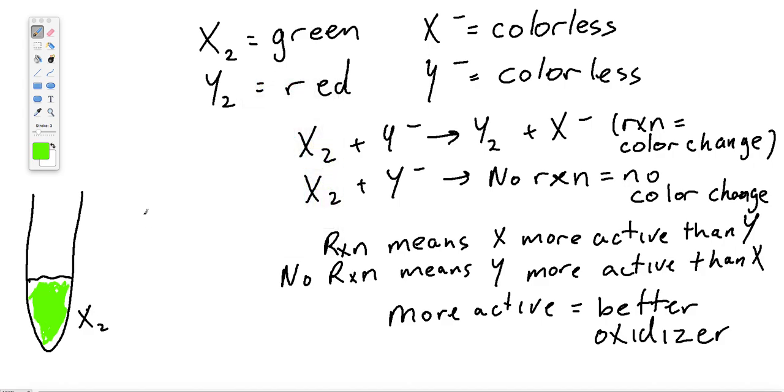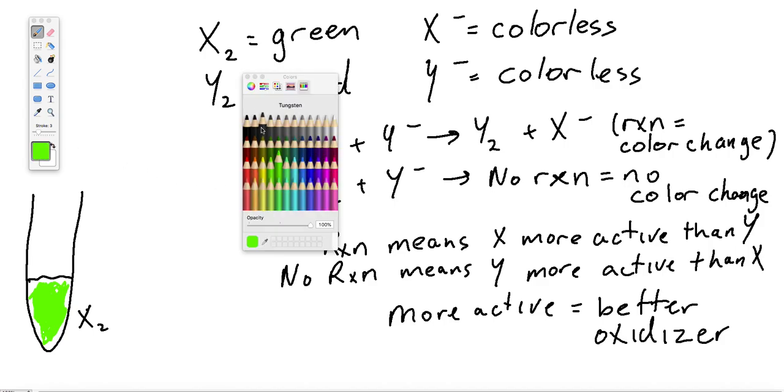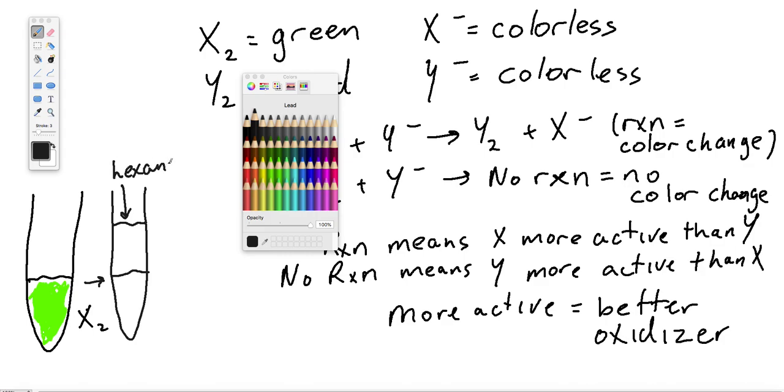All right, so we've got that. Then the next thing we do is we add hexane. And the hexane will go on the top here, so this will be the aqueous layer down here, and this will be the organic layer, or the hexane layer, on top. And what will happen is that green then will come into the top layer.